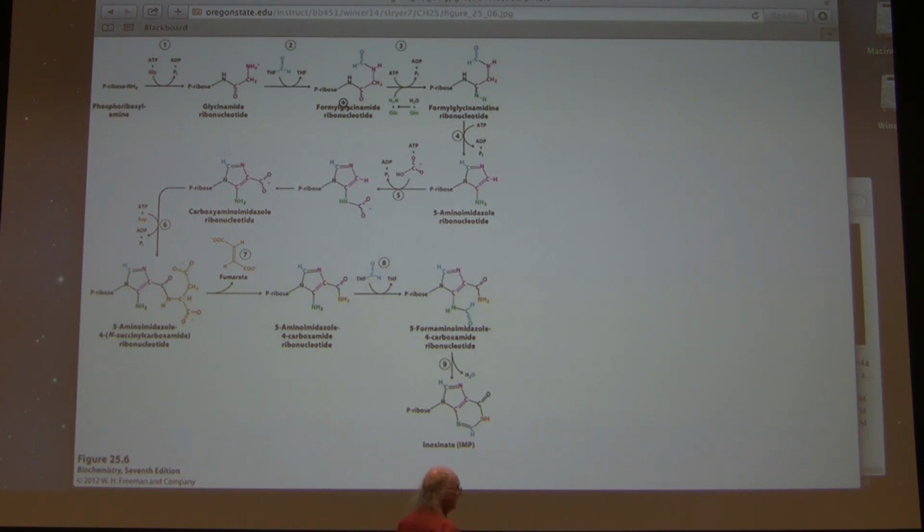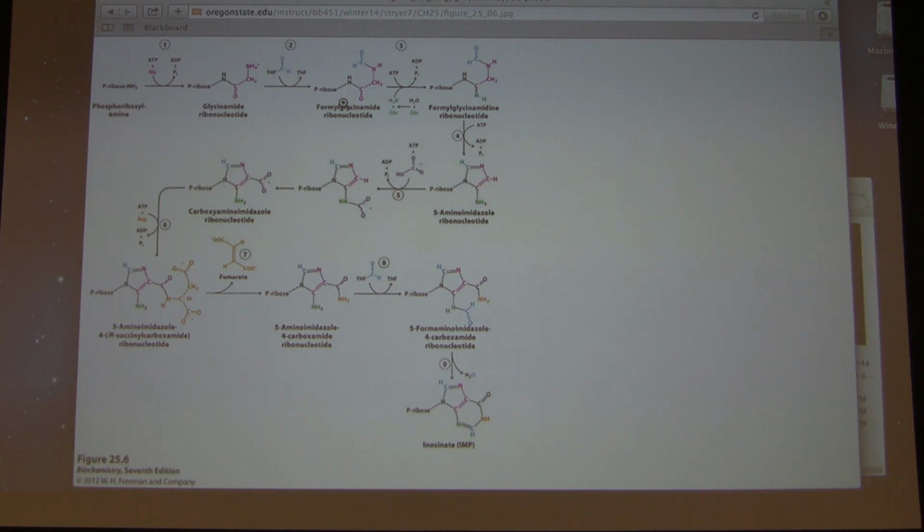Finally, we get down here and we see a couple of other things. Notice, here's fumarate. Fumarate coming from the citric acid cycle. We talked about how the citric acid cycle was what we called anaplerotic, meaning to fill up. And I told you that things could be broken down to intermediates in the citric acid cycle and then energy derived. I also said that some of the things could be taken from the citric acid cycle and used to make other compounds. Here is fumarate involved in the synthesis of nucleotides.